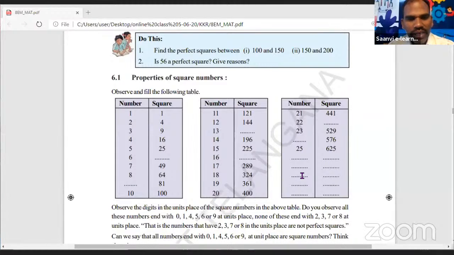Square of 7, 49. Square of 8, 64. Now 81 is a perfect square number. How is that a perfect square? 9 square equal to 81. 10 tens are 100. Next, as usual, 13 square, 169. 16 square, how much? 16 square?